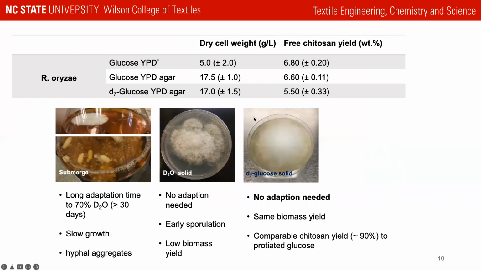Surprisingly, the total biomass yield on the D-glucose plate was similar to that from the protiated glucose plate, although the D-glucose substitution in the culture slows down the cell growth. The extractable free chitosan from the cell biomass harvested on the D-glucose plate was about 83% of that from the protiated glucose plate. Therefore, when we used D-glucose as a deuterium source with solid cultivation, no adaptation is needed for Rhizopus, and a similar biomass yield and a comparable chitosan yield were achieved.